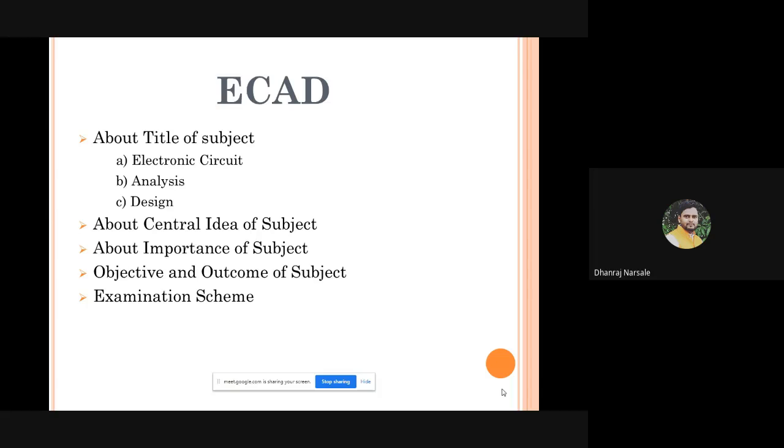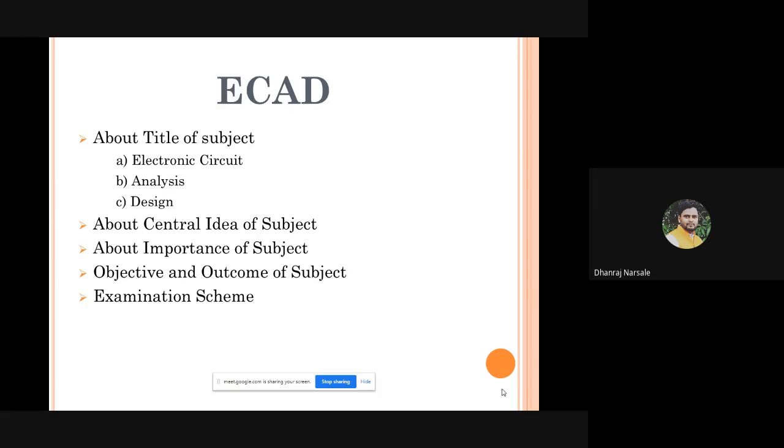So the objective of this subject is to enhance the knowledge of students regarding different types of electronic circuits, or to increase the knowledge of students regarding various types of electronic circuits, or we can say that for the competitive exams, to make all the students compatible for the different competitive exams.